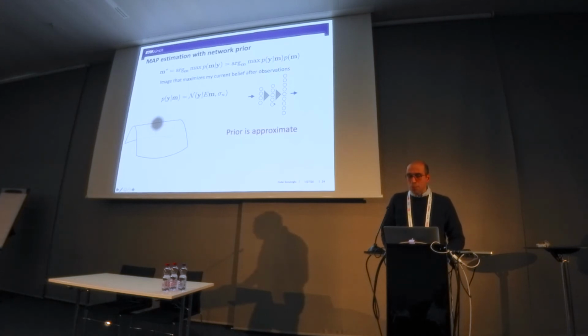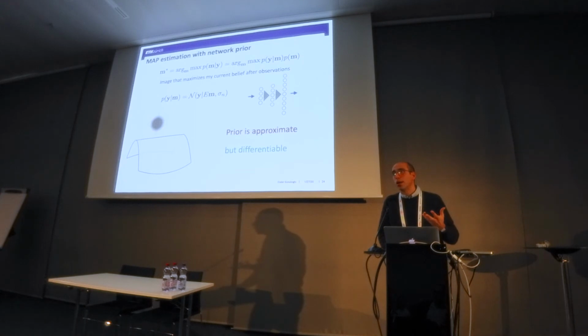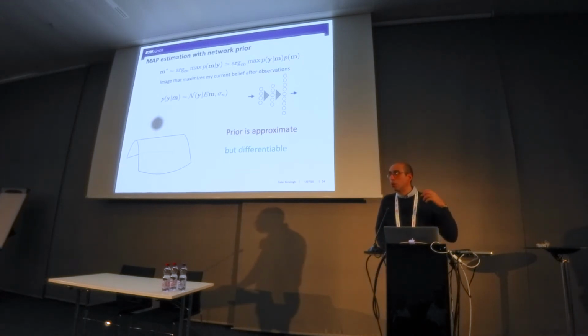But the problem is the prior is actually approximate. So we're not really looking at this picture, but we're looking at a picture like this. So really, we don't get the intersection very well. That's fine. Again, it's differentiable. So what I can do is basic gradient descent, or I can use all the optimization theory that I've developed over the years for other priors and fit it here.